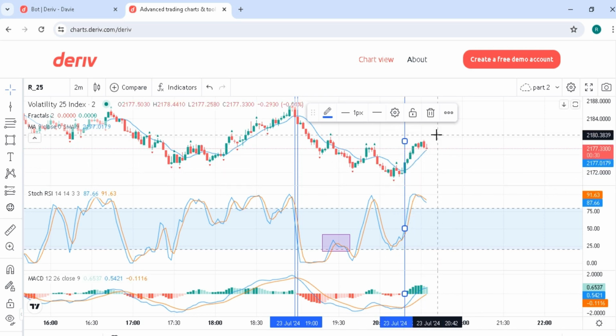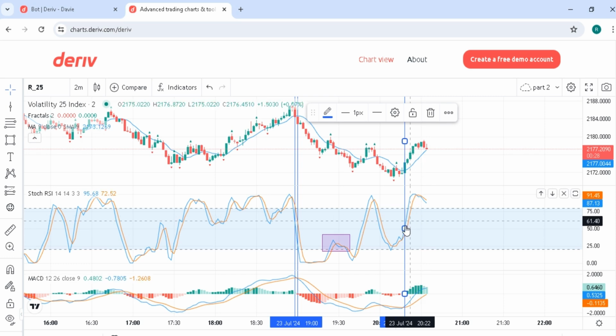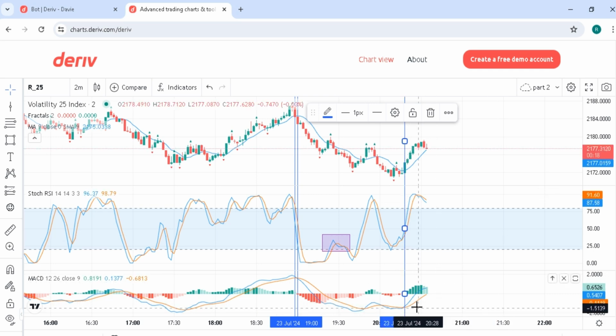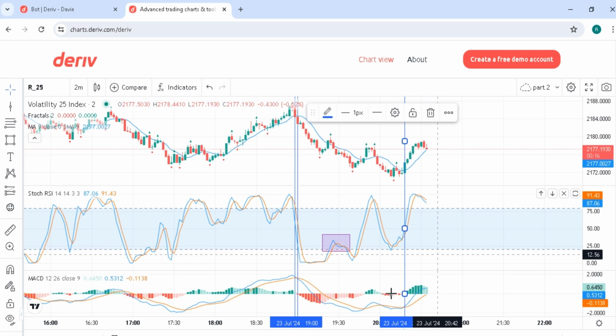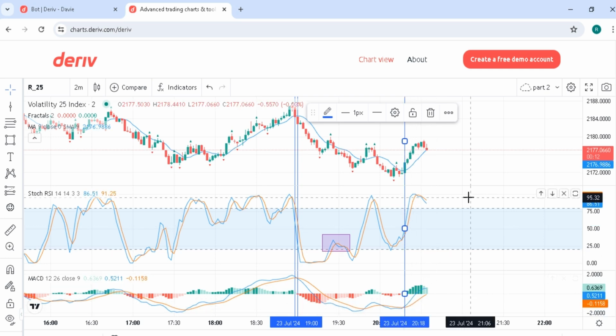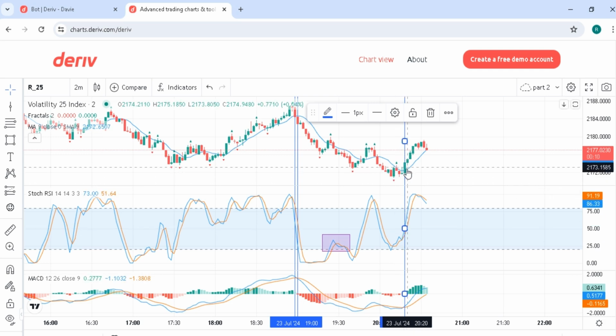The moving average is facing upwards. The stochastic RSI is facing upwards. The MACD is completely green. The lines of the MACD have joined and they are separating and moving upwards. So if you look at this, green of the MACD is moving upwards, even the yellow one is moving upwards. So look at this candle.